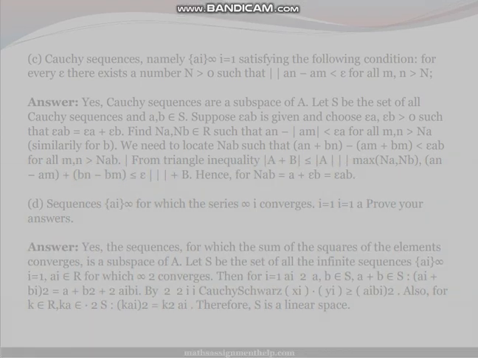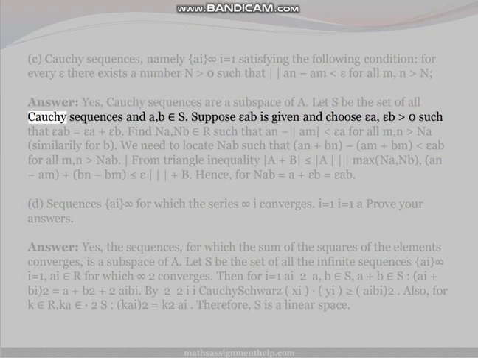C. Cauchy sequences, namely a_i, i from 1 to infinity, satisfying the following condition. For every epsilon greater than 0, there exists a number N such that the absolute value of a_n minus a_m is less than epsilon for all m, n greater than N. Answer. Yes, Cauchy sequences are a subspace of A.